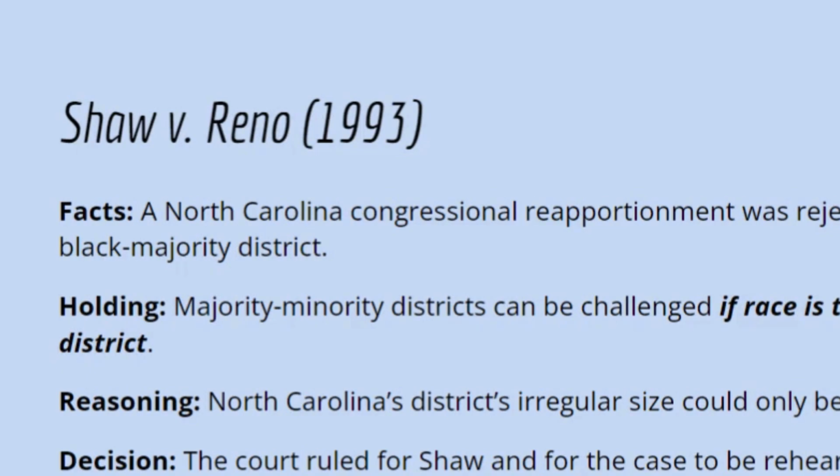The reasoning behind this, determined by the Supreme Court, was that North Carolina's district's irregular size could only be explained as race being a factor. The decision made by the Supreme Court was that they ruled for Shaw and for the case to be reheard in lower courts rather than the Supreme Court. The dissenting opinion: only discrimination intended to harm is prohibited by the 14th Amendment. Therefore, the case wasn't sided with Reno.